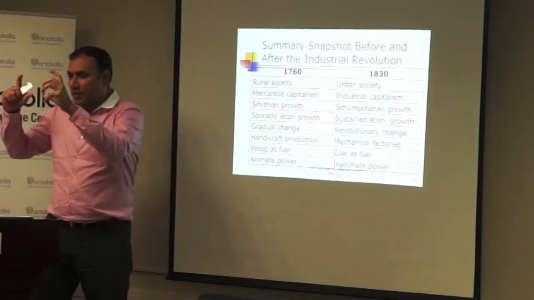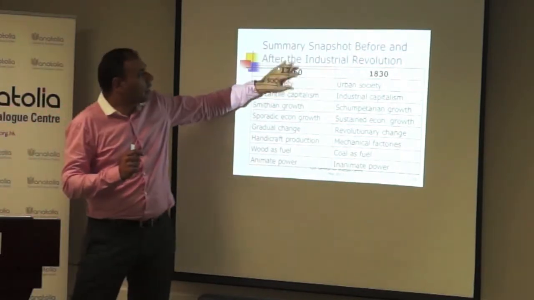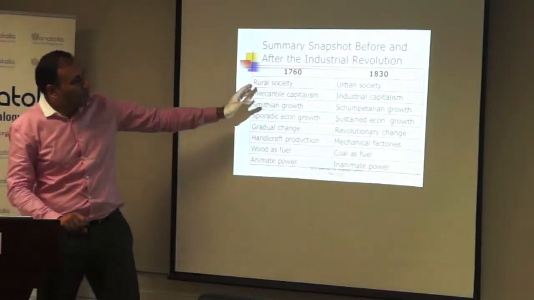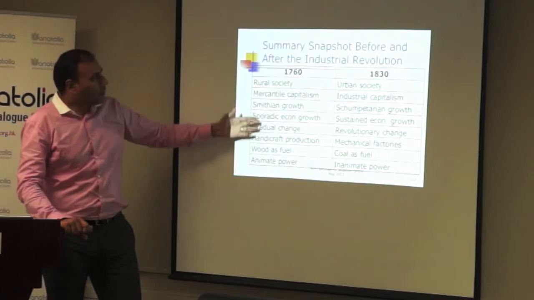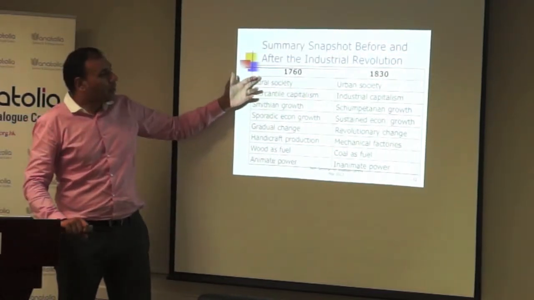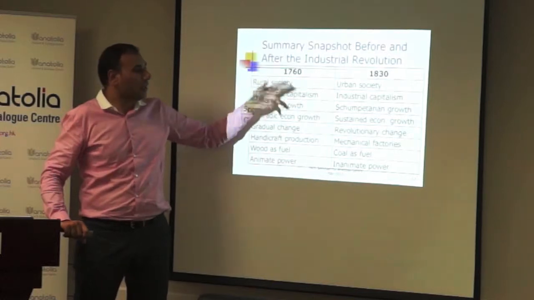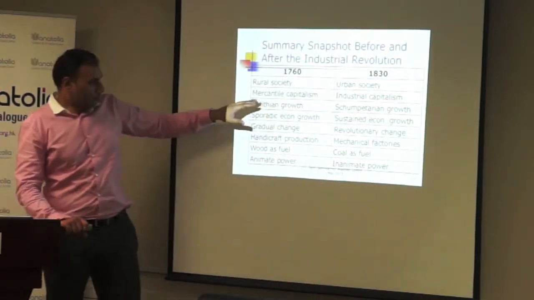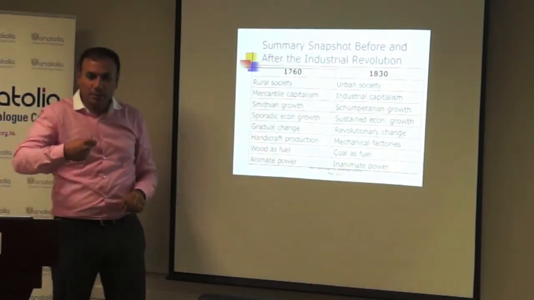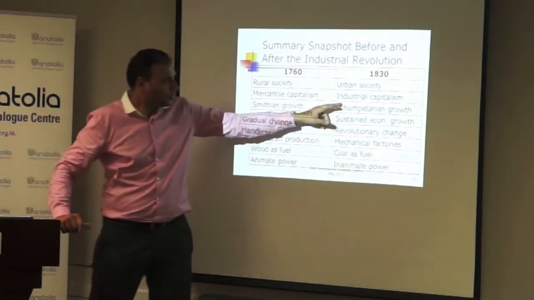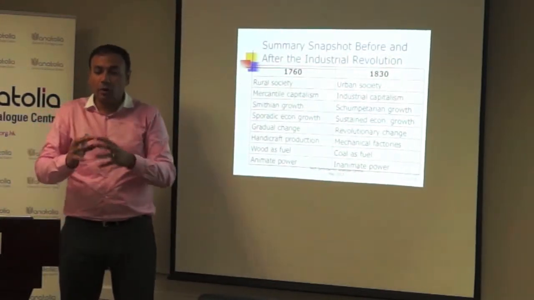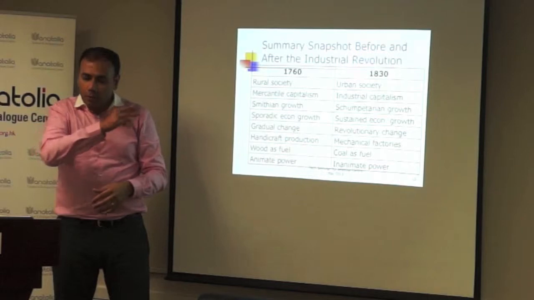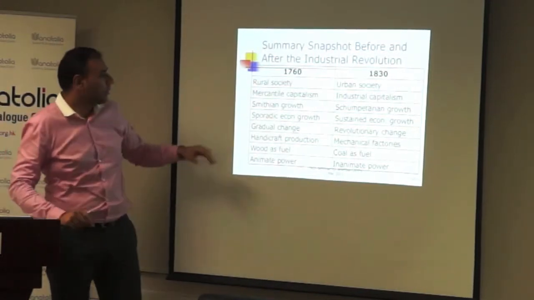If we were to take a snapshot, a picture of British society before the Industrial Revolution and a picture of British society after the Industrial Revolution, we would see these contrasts or changes. Before the Industrial Revolution, society was predominantly rural. People lived in the villages, in rural areas. After the Industrial Revolution, more and more people moved to the cities. Before the Industrial Revolution, there was mercantile capitalism where people traded on an individual basis for small items, small volume of products. After the Industrial Revolution, there was industrial capitalism where goods were shipped on ships through canals for trading.